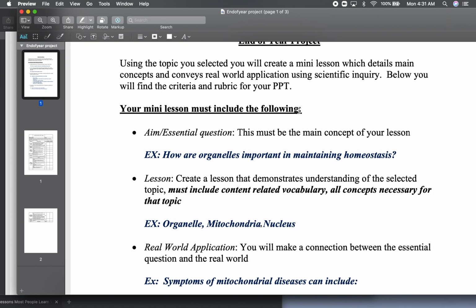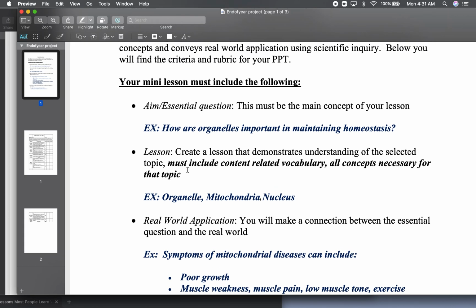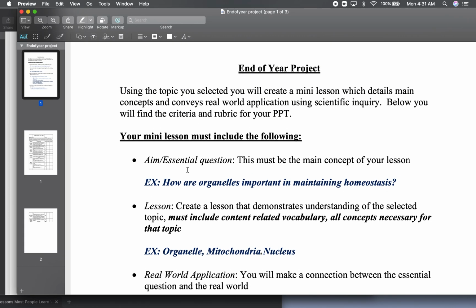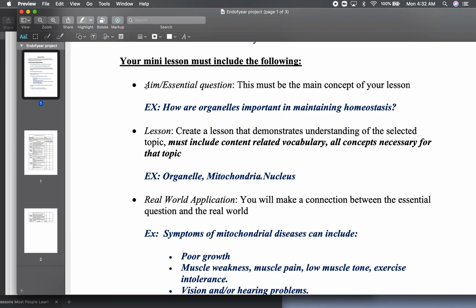So essentially, you are going to choose a topic using the Google form that was created. Once you pick your topic, you're going to come here and look at what you need to do. You are creating a mini lesson. In your mini lesson, you must include the following. First bullet says an aim or essential question.